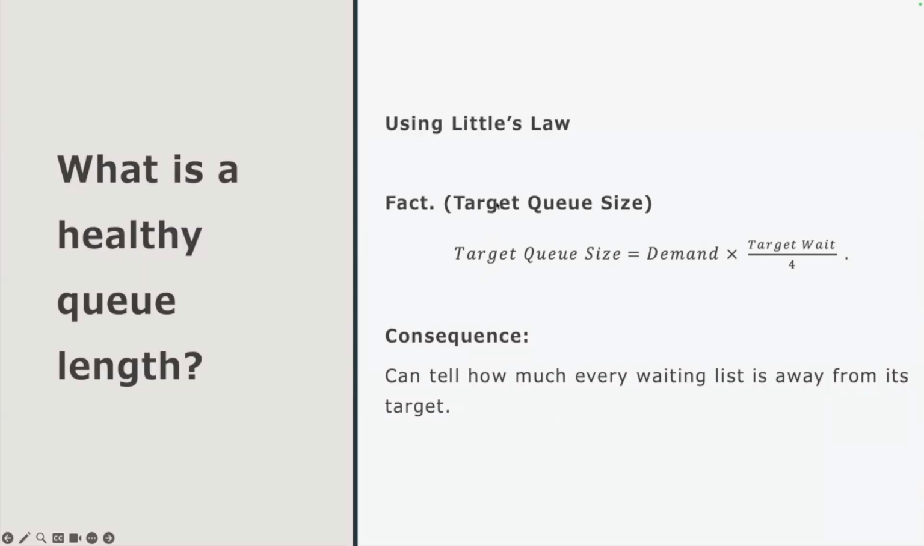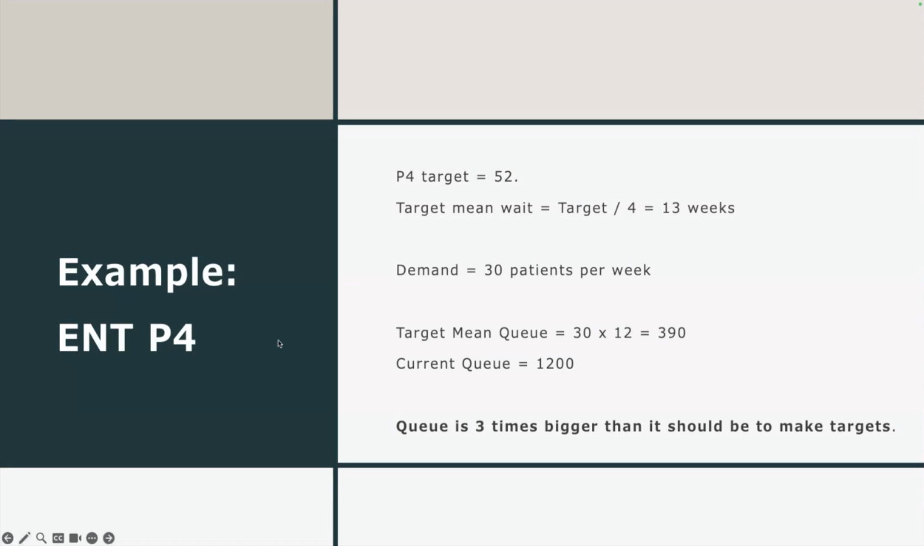So using Little's Law, we can calculate a target queue size, the number of people waiting in your waiting list should be. And with that, you can tell how far every waiting list is from its target. So for the ENT example earlier, the target was 52 weeks, and I said the mean actually needs to be a multiplicative factor smaller so that you get, say, a 2% chance of going over target. So we're aiming for about 13 weeks for the average person.